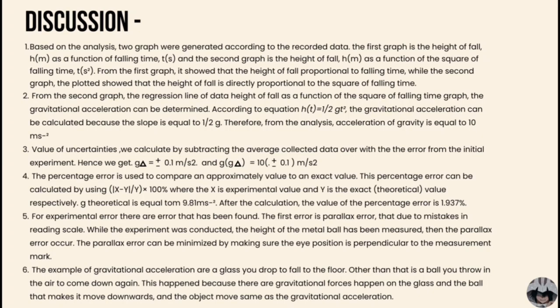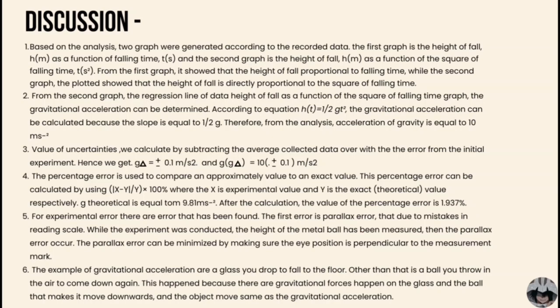For experimental error, there are two errors that have been found. The first error is parallax error, which is due to mistakes in reading the scale. While the experiment was conducted, the height of the metal ball was measured. Then the parallax error occurred. The parallax error can be minimized by making sure that the eye position is perpendicular to the measurement mark.